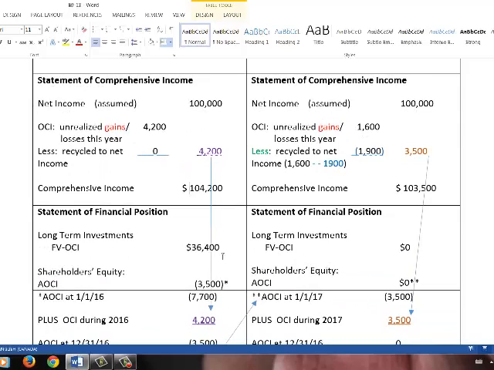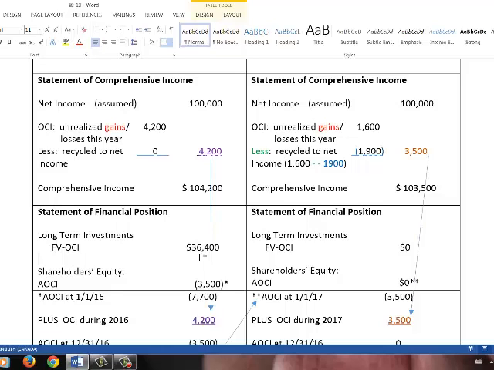In the statement of financial position, we can go back to the question and see that our fair value through OCI investments, which again are a long-term investment, which puts them in the non-current assets section of the classified balance sheet, would be sitting at $36,400. That's our fair value of the investments, again from the question, at the end of 2016, which is the year that we're in. What about our balance in AOCI?